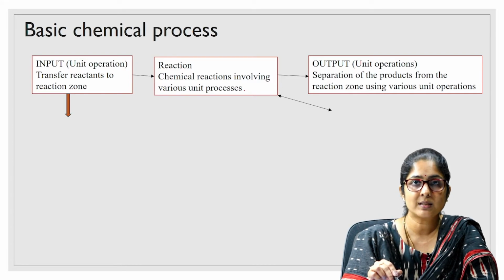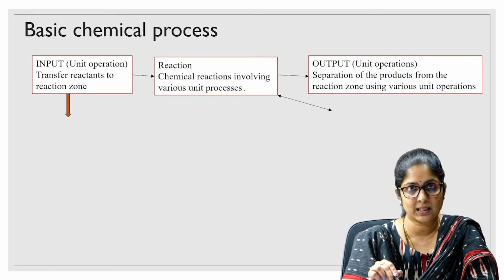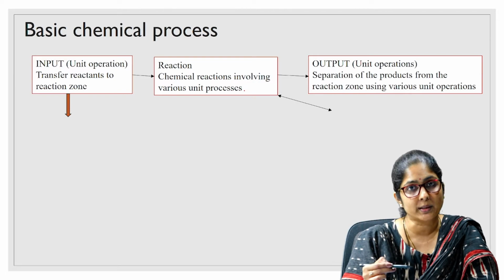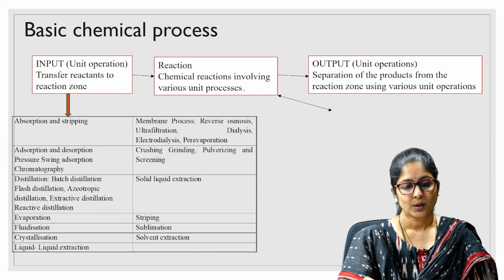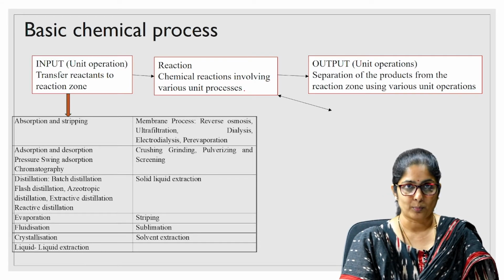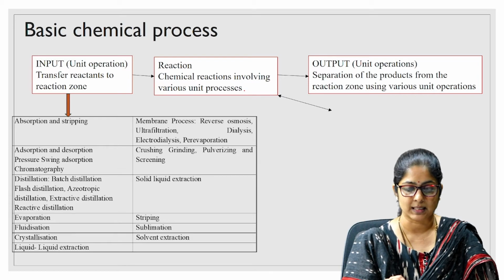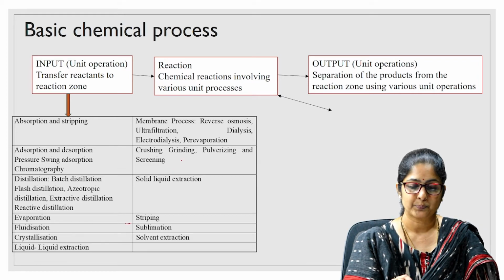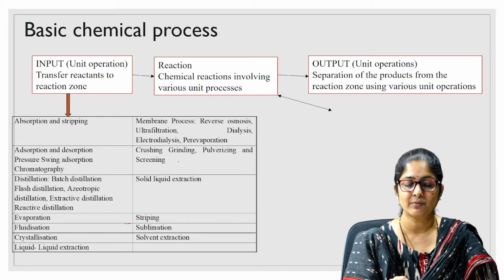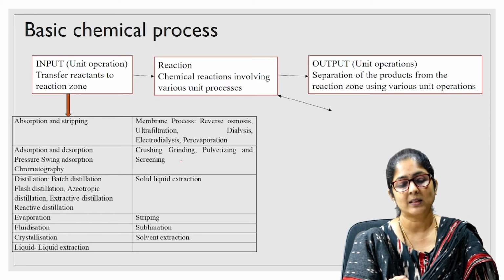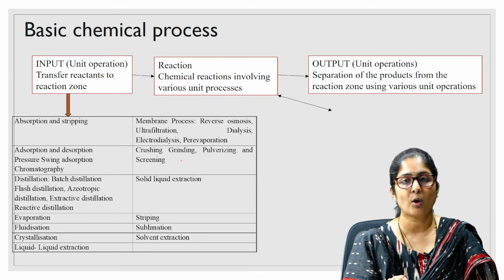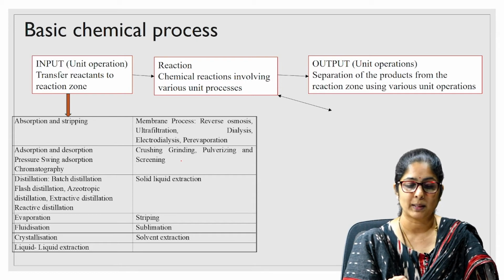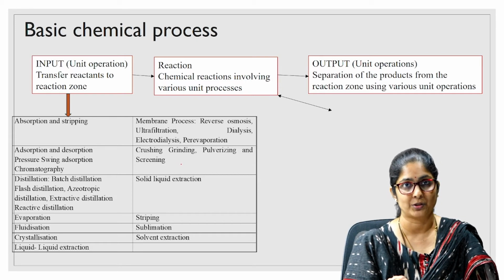A unit operation is the one where there is only physical change taking place, and a chemical unit process is the one where a new product is formed or a chemical change is taking place. So this is a list of unit operations. Let us see one example. For example, crushing. Crushing is a unit operation where only physical change takes place. That is, size is reduced from a larger size to a smaller size. There is no new product formed or no chemical change taking place. So we call it a unit operation.